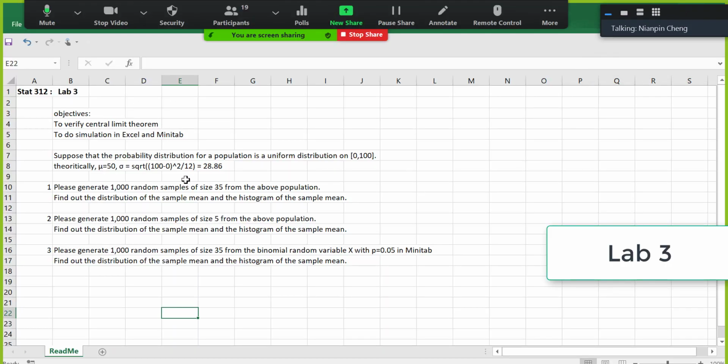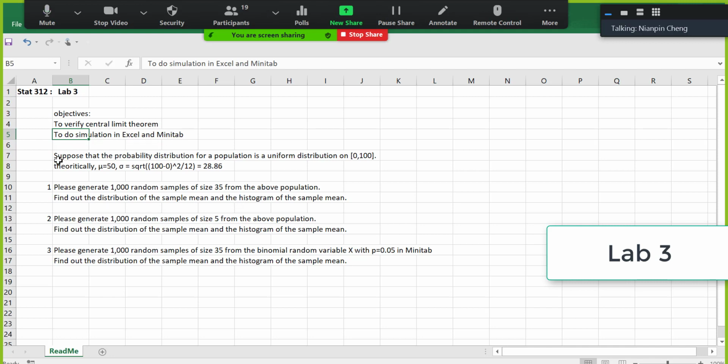Okay, so for this lab, the purpose is first to verify the central limit theorem. We just explore the sampling distribution, okay? And also to learn some simulation skills in Excel and Minitab. Yeah, we already know how to do it in Minitab, we just want to repeat it again.